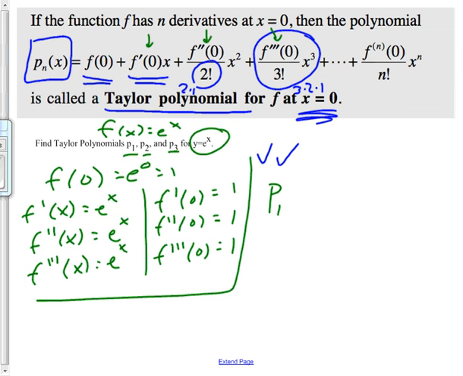So if I wanted to find P1, P1 is this part of the equation. P1 is f of 0. F of 0 is just 1, plus f prime of 0 times x. Well, f prime of 0 is also 1, so plus 1x. And that's P1. That's a polynomial function of degree 1.